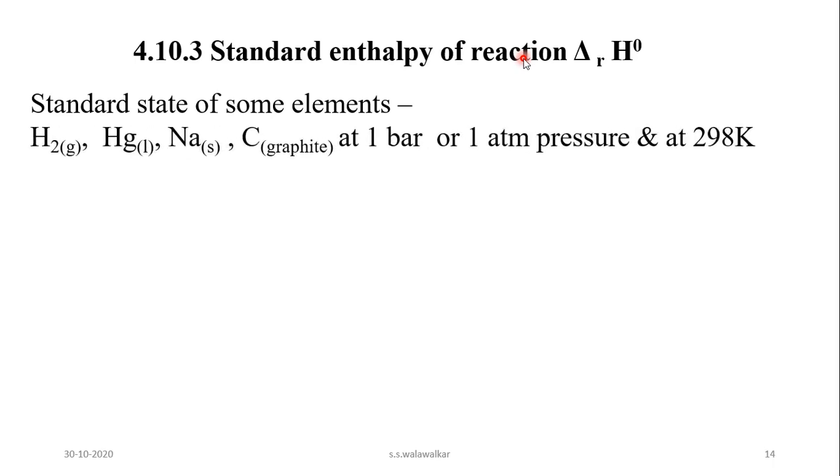The standard states of some elements are, for example: hydrogen is in a gaseous state, mercury is in a liquid state, that means at room temperature, that is 298 Kelvin and 1 atmospheric pressure, mercury is in a liquid state, and sodium is in a solid state. Carbon has different allotropic forms, but out of those, graphite is most stable at 1 atmospheric pressure and 298 Kelvin. Graphite is the most stable form of carbon. Therefore, it is taken as the standard state of carbon.